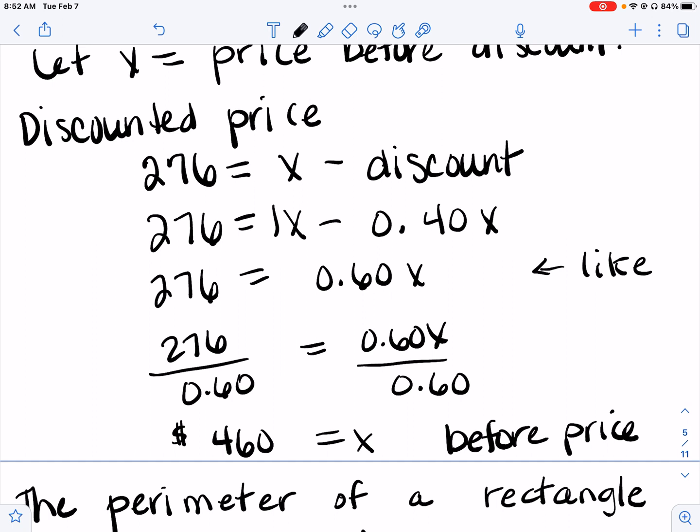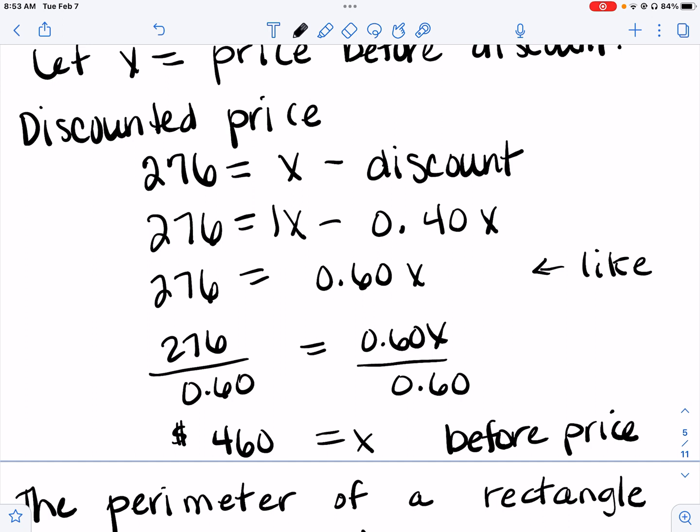Well, what is the discount? The discount is 40%. So 40% as a decimal is 0.40. The discount, you multiply 0.40 times the original price. So the discount is 0.40x. So the discounted price is you take x and you take away the discount of 0.40x. And the discounted price was $276.